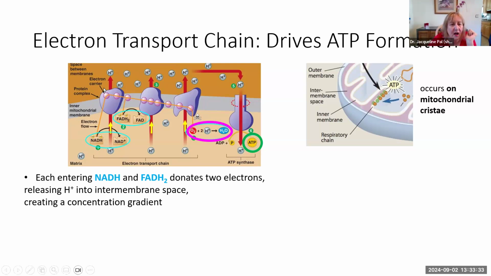And when it comes along, it releases its hydrogen ion right here into the space, right here in this purple area, into the space between the two membranes.